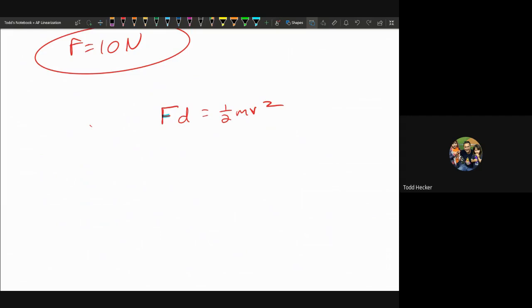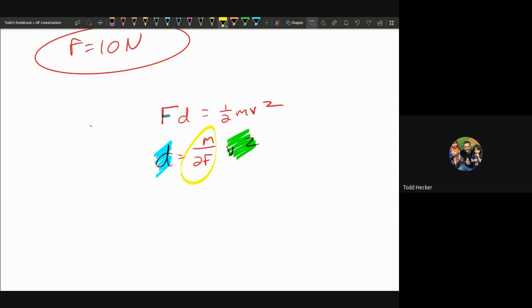So when I did this, I solved for v squared. You could, if you wanted to, solve for d. All right, so I could do this. I could go d equals 1 over 2f. I guess it would be m over 2f times v squared, right? So then this would be on my y-axis. This would be on my x-axis, and this would be my slope. Okay? You could, if you wanted to.